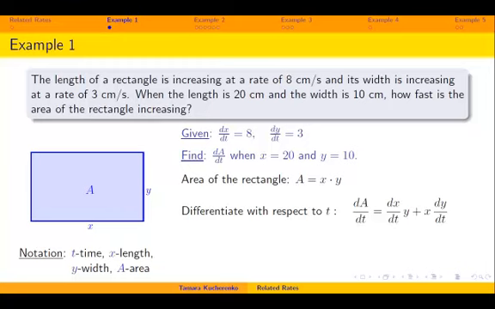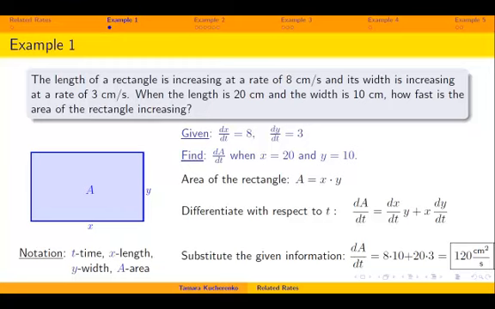Now we substitute the given information. dx/dt is 8, y is 10, x is 20, and dy/dt is 3. We get that dA/dt equals 8 times 10 plus 20 times 3, which is 120. So when the length is 20 and the width is 10, the area is increasing at a rate of 120 centimeters squared per second.